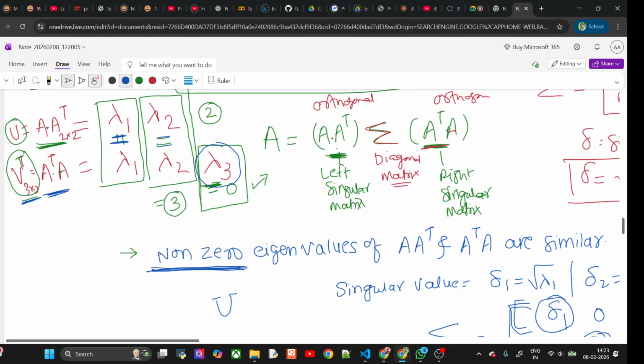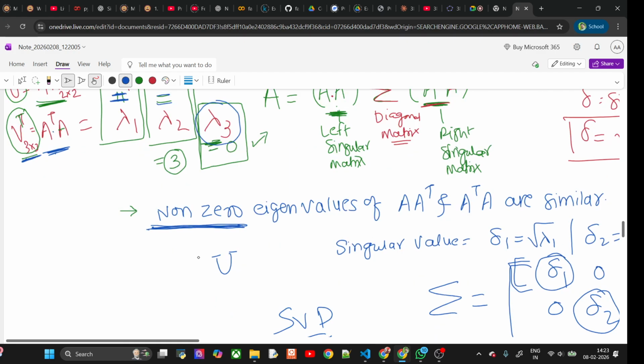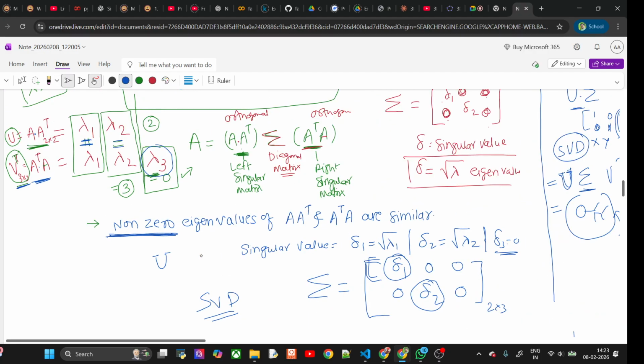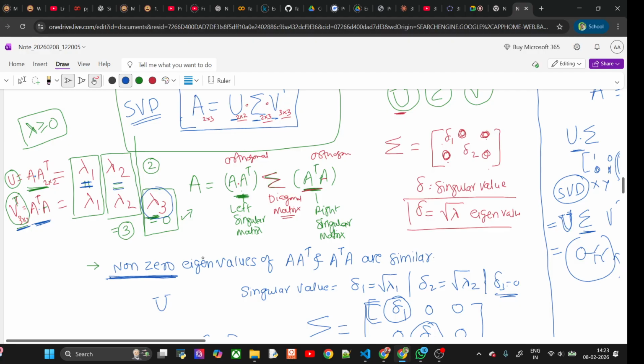So remember that the non-zero eigenvalues of A into A transpose and A transpose A are similar, and the number of eigenvalues of A transpose A is greater. This is the point we'll use in the solution of issue 1. PCA has two issues. The first issue is that eigenvalue and eigenvector calculation takes too much time, because the time complexity is the cube of your dimension, d cube. We can't do anything with d cube operations.